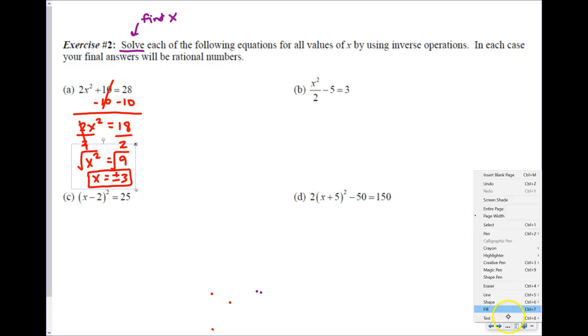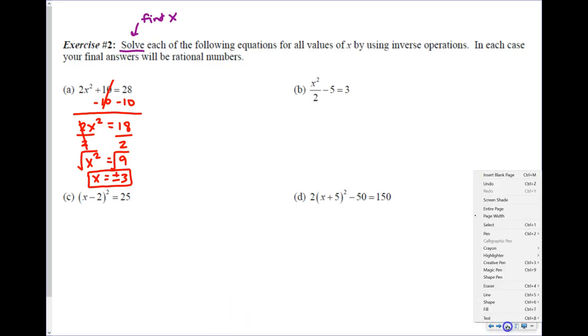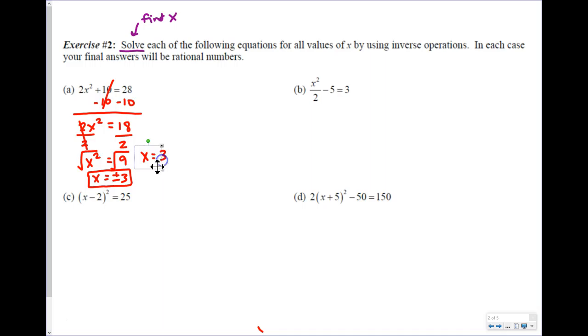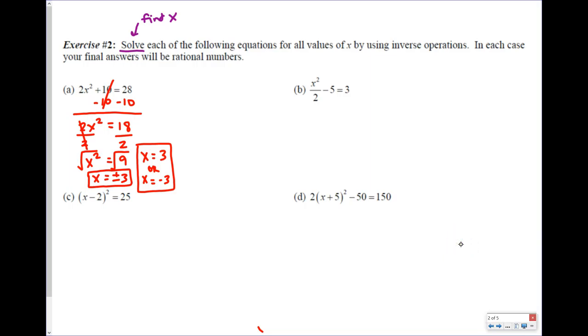Okay, now remember this plus or minus, if you're forgetting what this plus or minus means, the plus or minus means that you've got two answers, x equals 3 or x equals negative 3. So that's what that plus or minus means. It means you have two answers. So please keep that in mind as you're solving quadratics. You usually always have two answers. Okay?